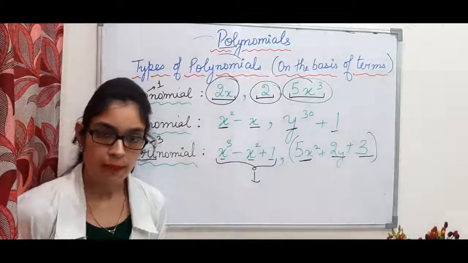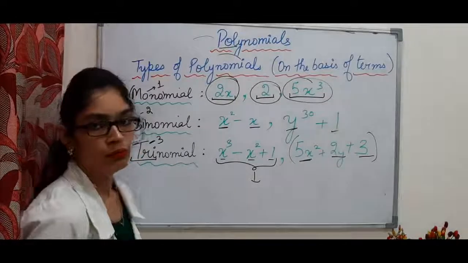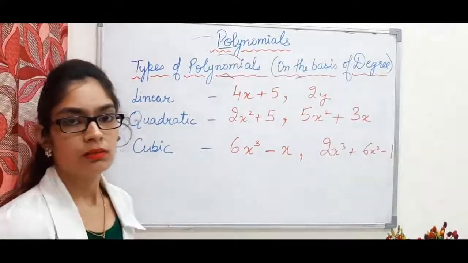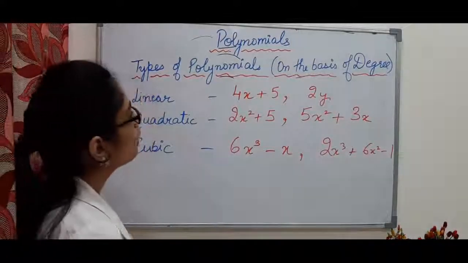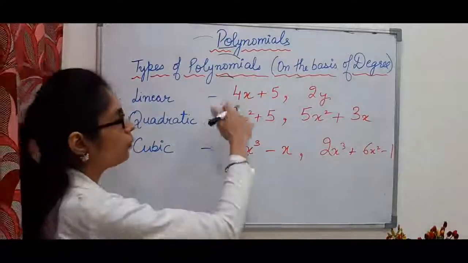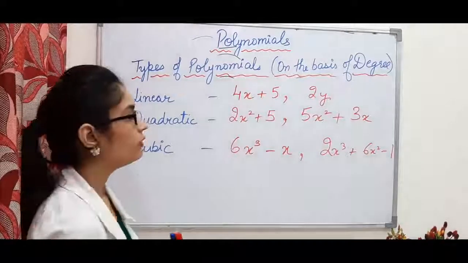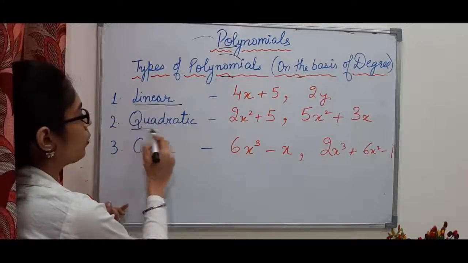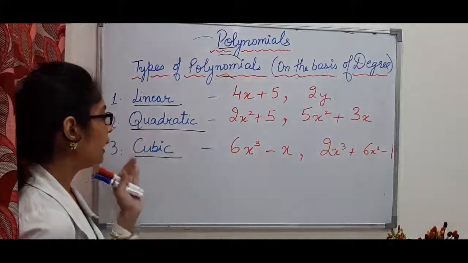Now we have to do types of polynomials based on the degrees of the terms. So let's do that. Let's do the types of polynomials on the basis of degree now. We have already done degree. I have explained what degree is. Degree means whatever is the power or exponent of the variable. So based on the degree, we have 3 types: linear, quadratic and cubic polynomial.